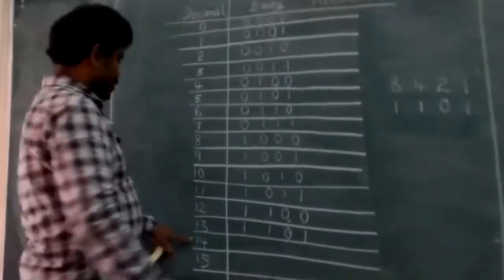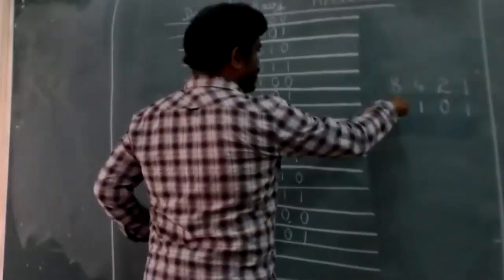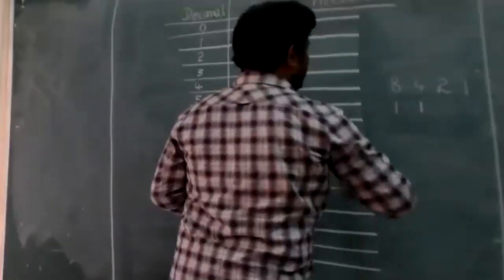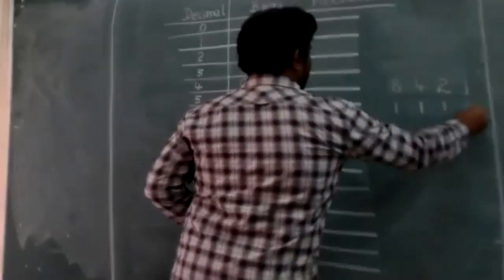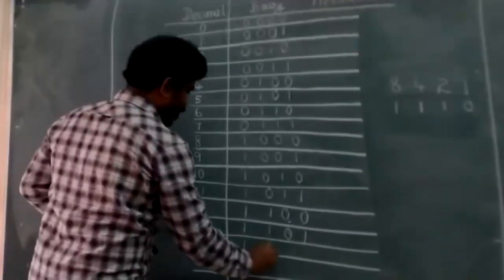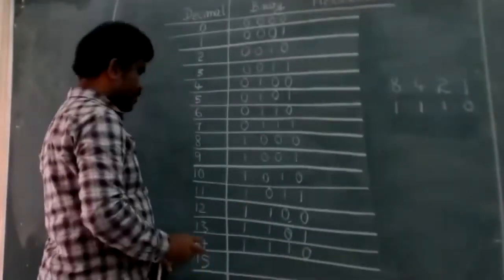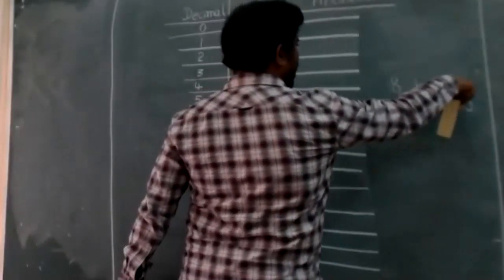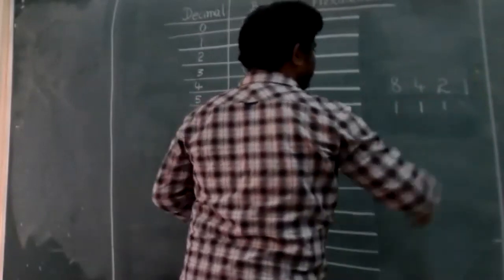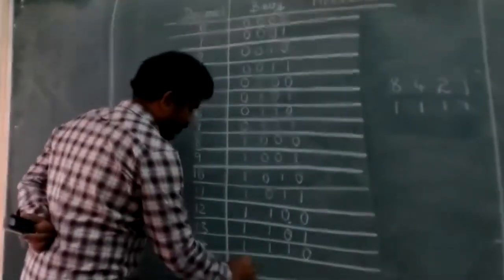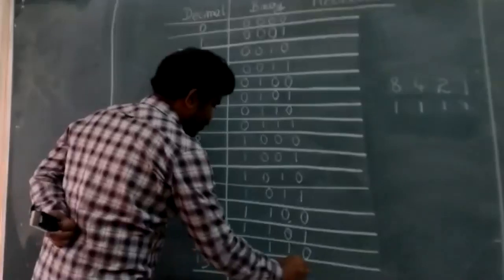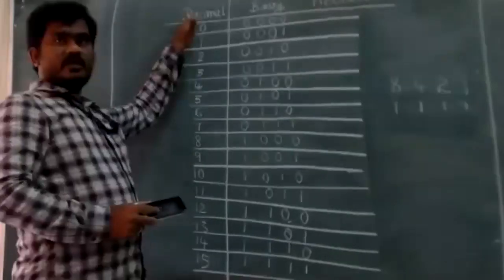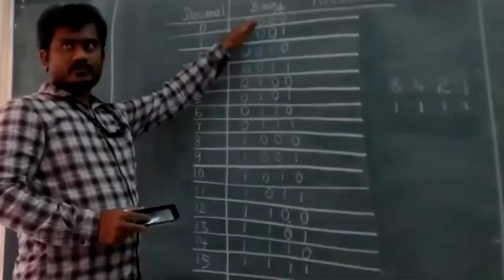And 14. How do you represent 14? 14 is represented like this. 8 plus 4 is 12, 12 plus 2 is 14. So this is 1, 1, 1, 0. And 15: 8 plus 4 is 12, 12 plus 2 is 14 and 14 plus 1 is 15. So 15 is represented in binary as 1, 1, 1, 1. Okay, so this is how we will convert a given decimal number into binary.